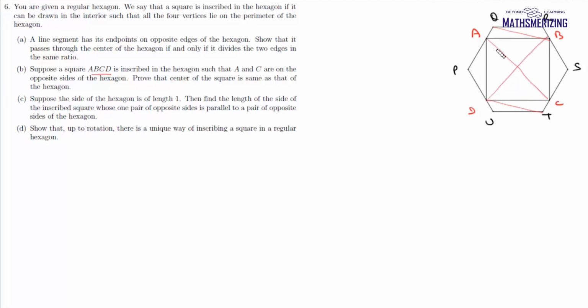Now this AC is transversal to these two parallel lines PQ and TS. Now this angle QAC will be equal to this angle ACT. Now we know that this angle is 45 degrees. So angle QAC minus 45 must be equal to angle CAT minus 45 degrees. We can say this angle QAB is equal to this angle TCD.